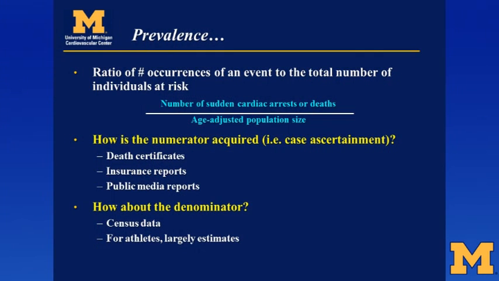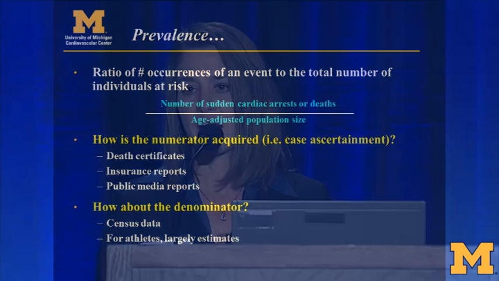So what about the denominator? When you're talking about sudden cardiac arrest in the general population, you can use census data, which should be pretty accurate. But for athletes, most of the studies are largely estimates. We really have no idea how many athletes there are in this country because there isn't a mandatory reporting of any kind. And I think what this calls for is a prospective, mandated national registry of sudden cardiac arrest and sudden cardiac death in the US, and not just in athletes.